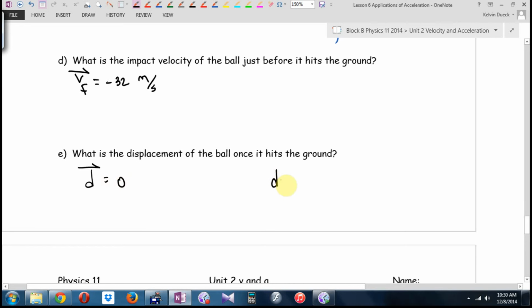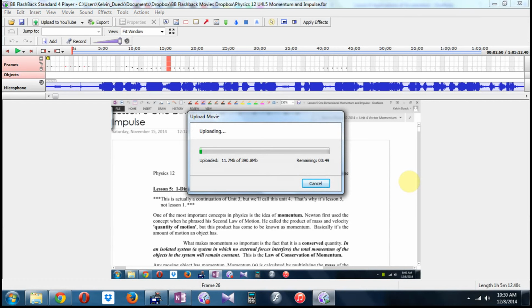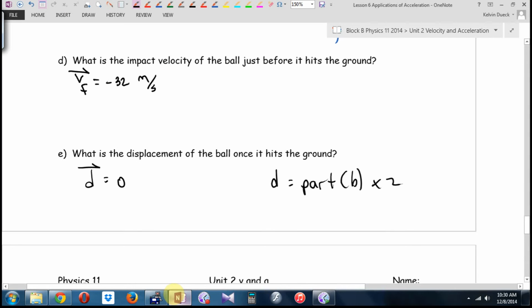By the way, its distance, instead of writing the word distance, I'll just put a D without a vector, is how high did the ball go? We found that in part B, didn't we? Its distance is whatever your answer was for part B times 2, because it went up that far and came back down that far, but its displacement is 0. Physics lesson uploading in the background.